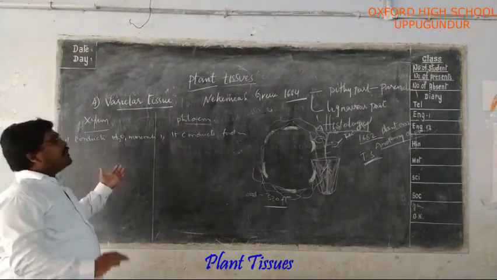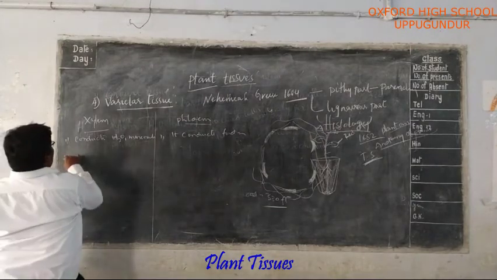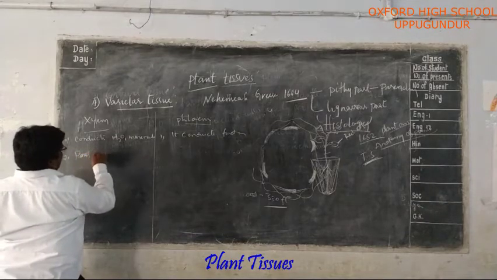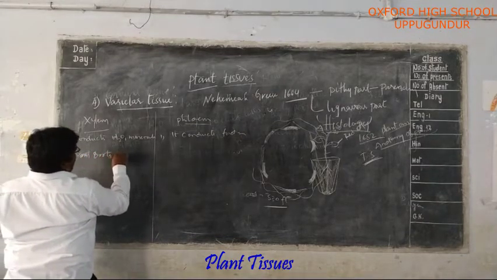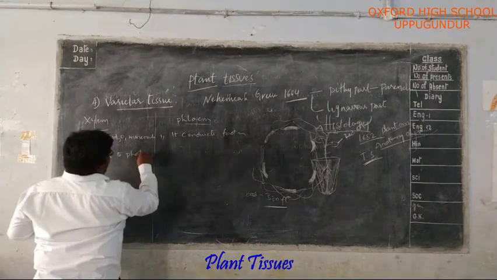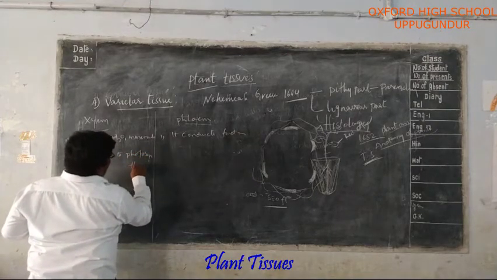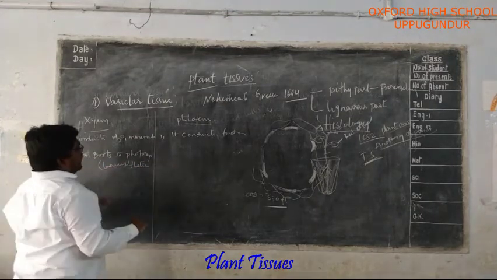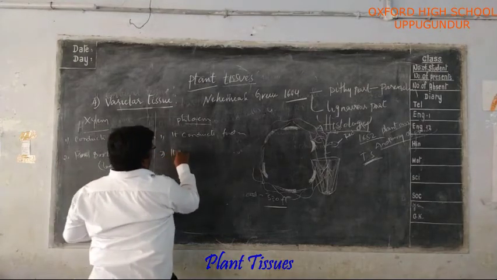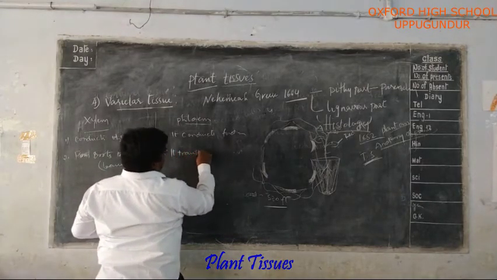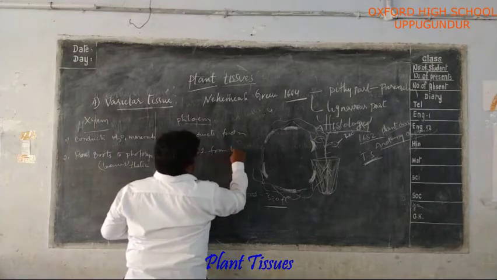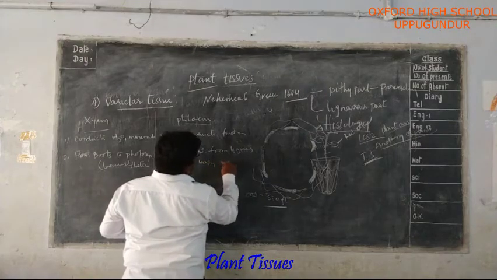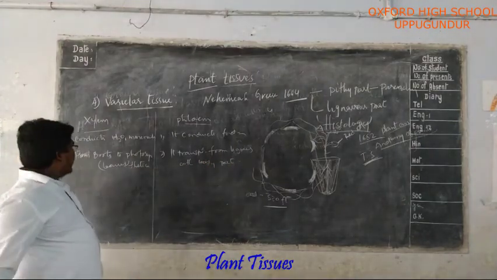From where to where are the materials transported? Xylem transports from roots to the photosynthetic part, especially leaves. Phloem transports from leaves to all body parts where the food is required.